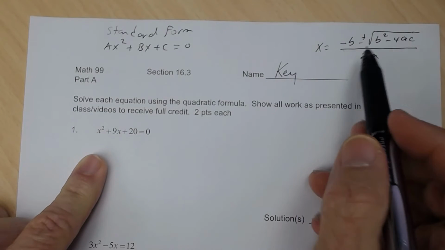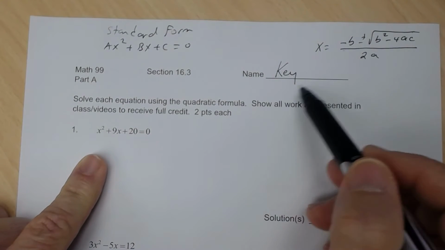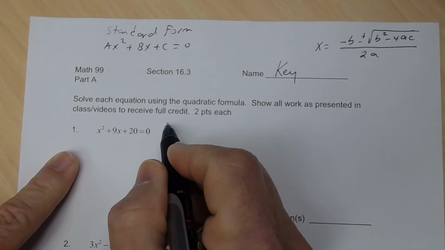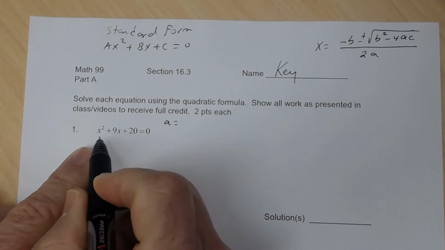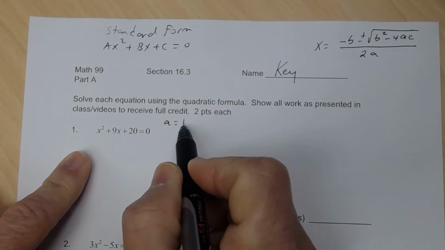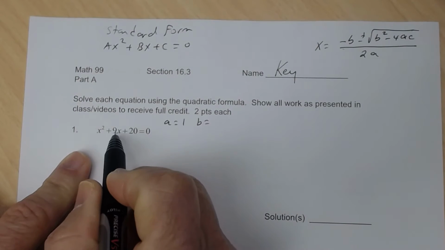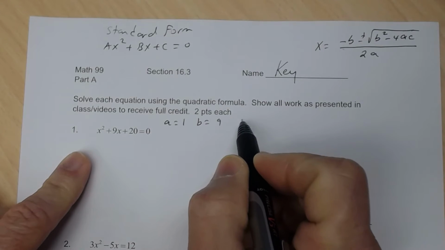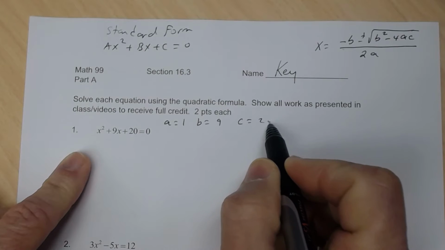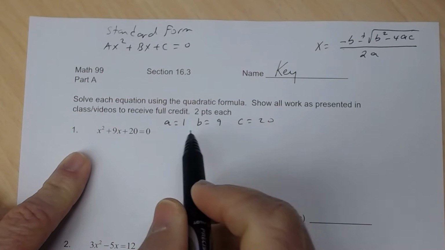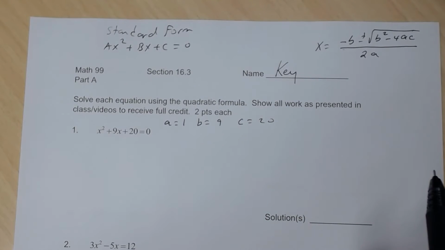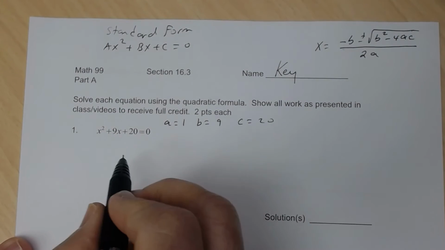And so before we substitute the values of a, b, and c into the quadratic formula, let's determine what a, b, and c are. So in this case, a is 1, the coefficient of x squared is 1. B is 9, the coefficient of x is positive 9. And c is 20, your constant is 20. And so we're going to just plug these values into the formula, and we're going to evaluate that formula.